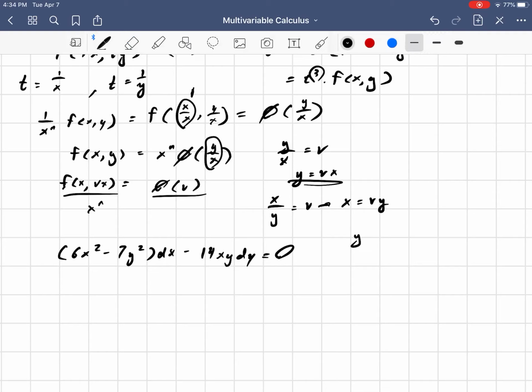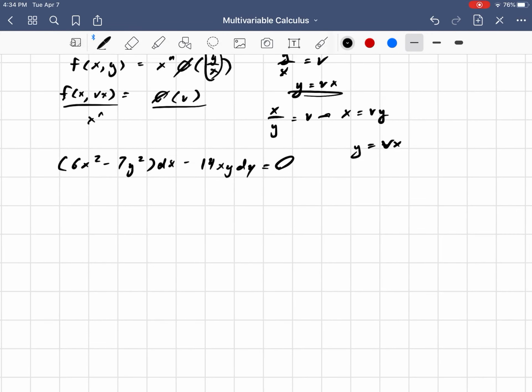So let's just use, if you're watching, you can try using x is equal to vy. If you do it right, you get the same answer as me. But I'm going to let y be equal to vx. I wrote xv, but normally you write vx. y is equal to vx. That's the trick, so to say.